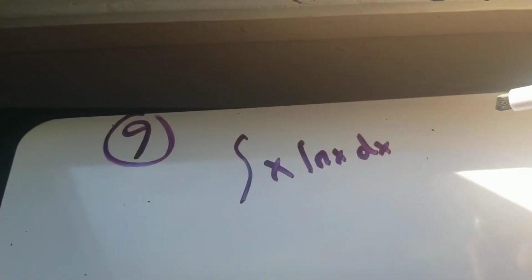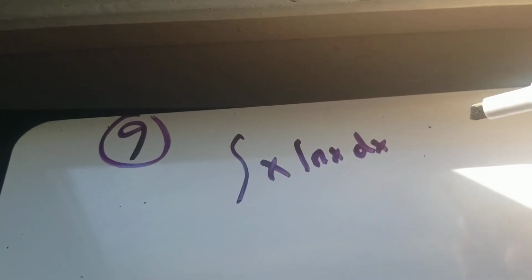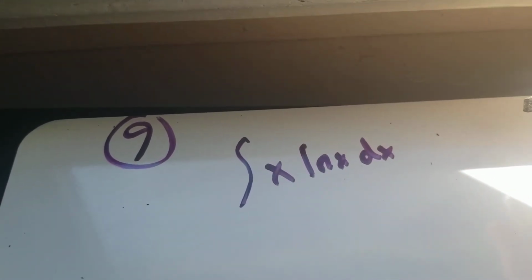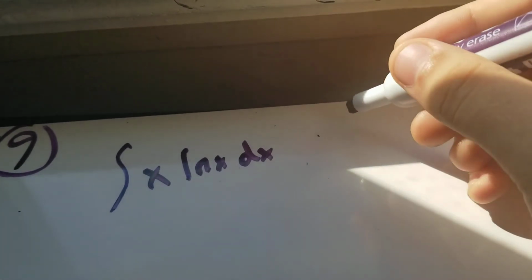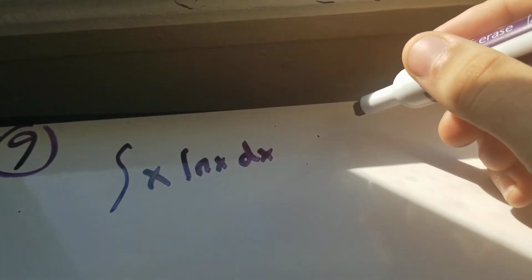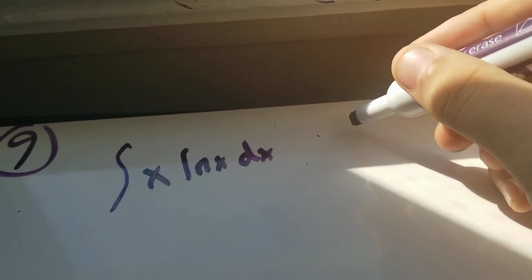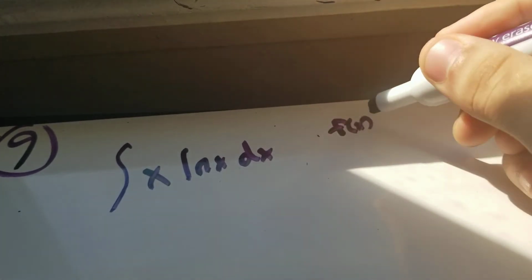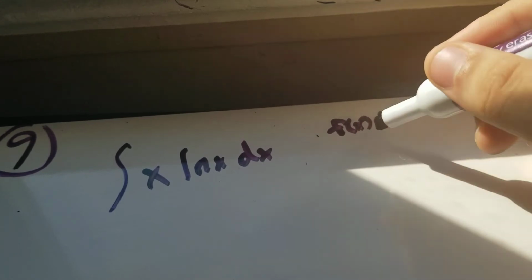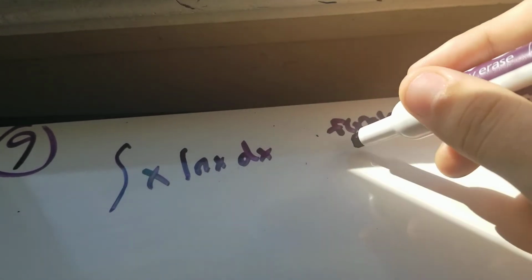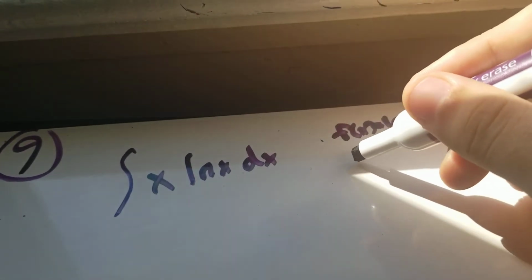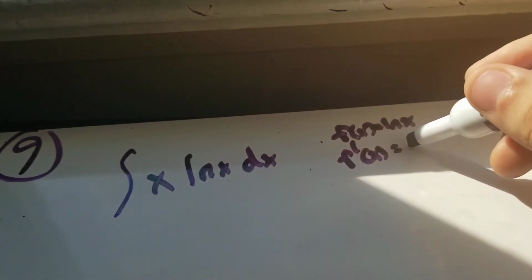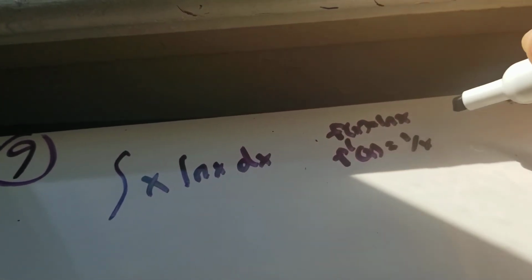All right, the next one, the integral of x ln x dx. Because the antiderivative of ln gets so complicated, we're going to make f of x equal ln x. That's good because we can differentiate it and it reduces down to 1 over x, which is a lot less bad than normal. So f prime of x equals 1 over x.